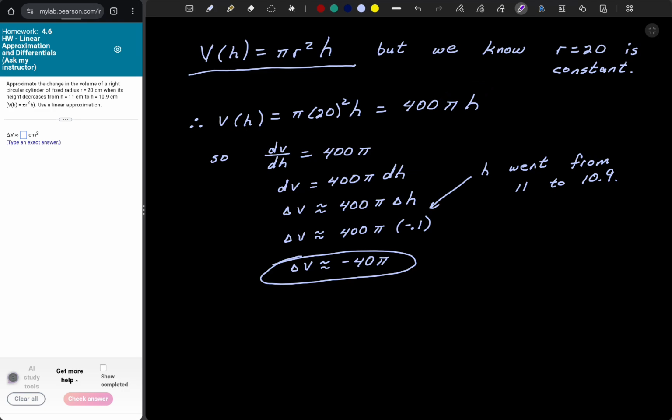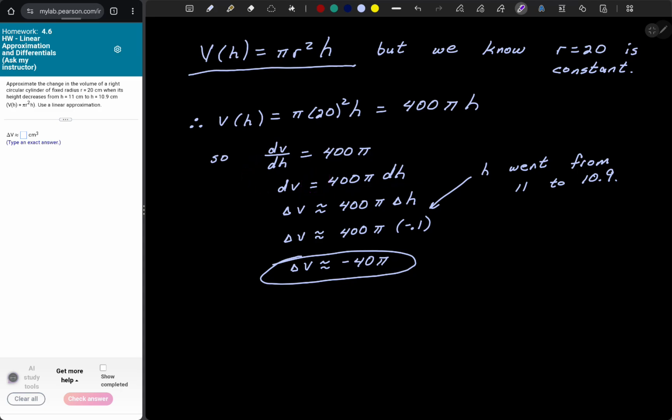Okay, now, this is what's new in this section. I'm trying to find the differential, how much the volume is changing, and I want to estimate it. Well, dV dH looks like a fraction, and it can be treated as a fraction. I can say the instantaneous rate of change of V with respect to H is equal to 400 pi times the instantaneous rate of change of H. Now, this is still an exact equation in this format.